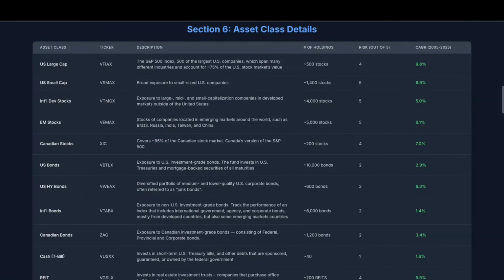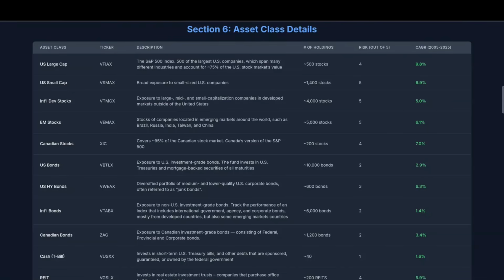If we now look at emerging markets, these are stocks of companies located in emerging markets around the world, such as Brazil, Russia, India, Taiwan, and China. And again, we're talking about a basket of 5,000 stocks here. Risk out of 5, again, is 5, and the CAGR is around 6.1%. Canadian stocks, so it covers around 95% of the Canadian stock market. So the Canadian version of the S&P in effect is around 200 stocks. Risk out of 5 is 4, and the CAGR is around 7%.